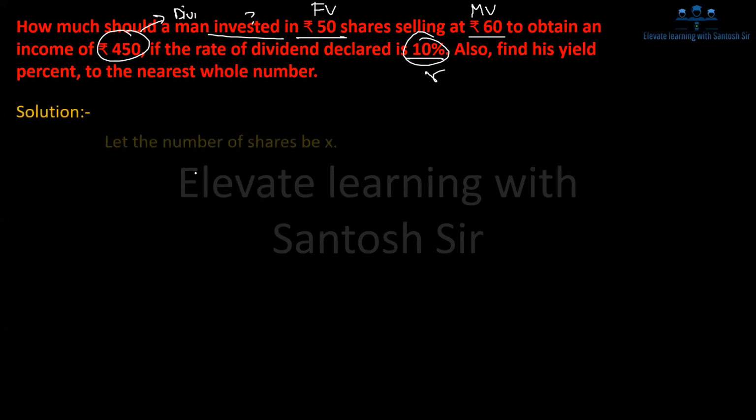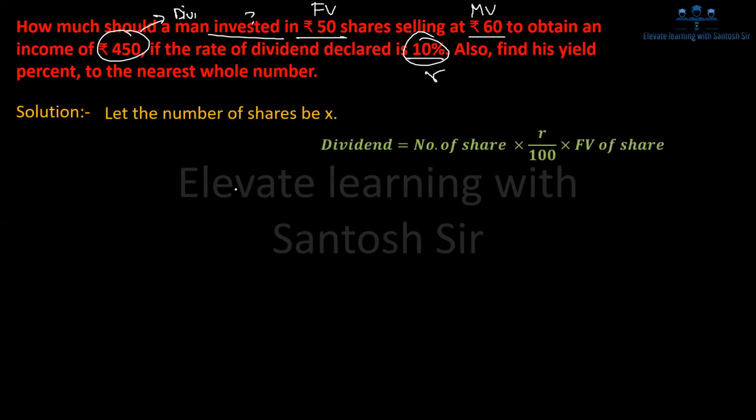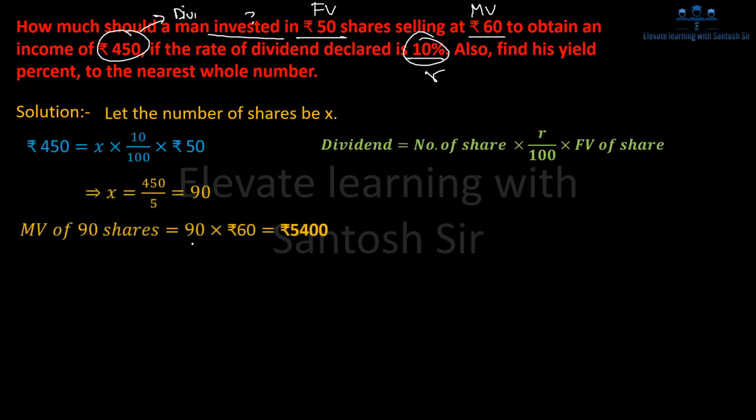Let us start. Let the number of shares be X. We have dividend, we have rate of dividend, and we have face value. This will help us to get the number of shares. We have the number of shares as 90, and the market value of 90 shares will be 90 multiplied by the market value of each share. That is nothing but rupees 5,400.